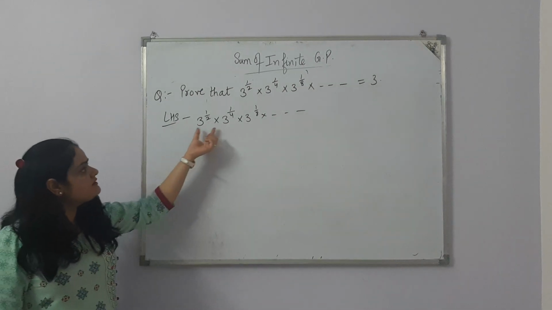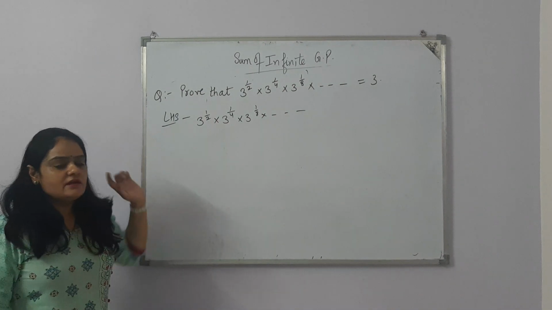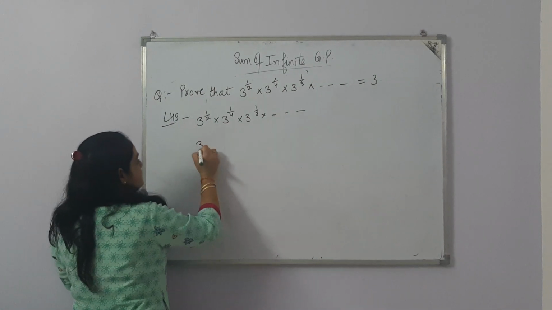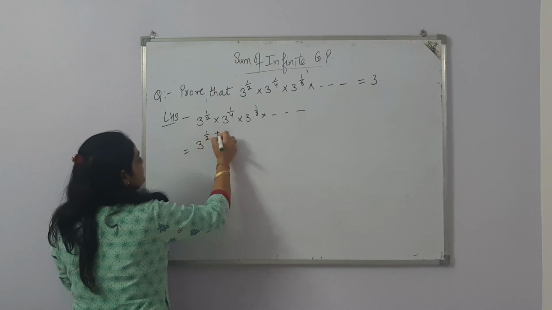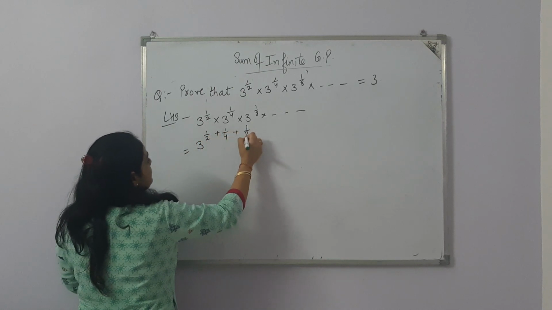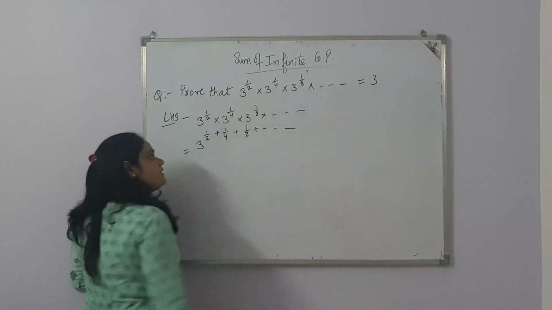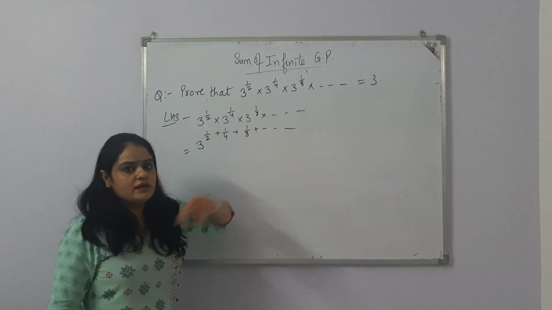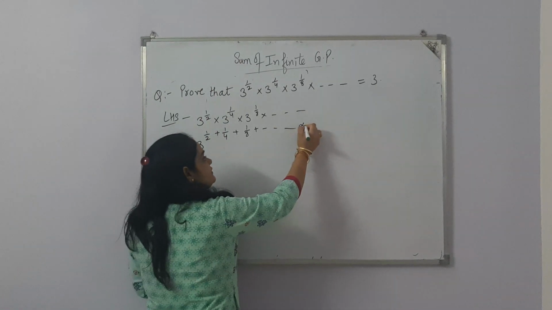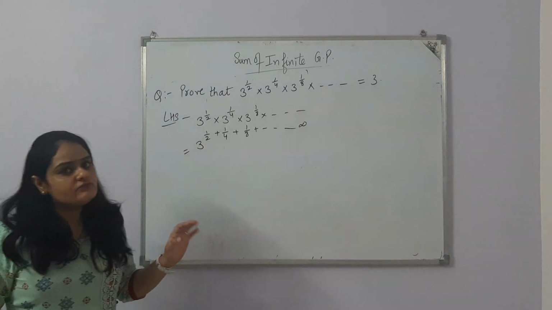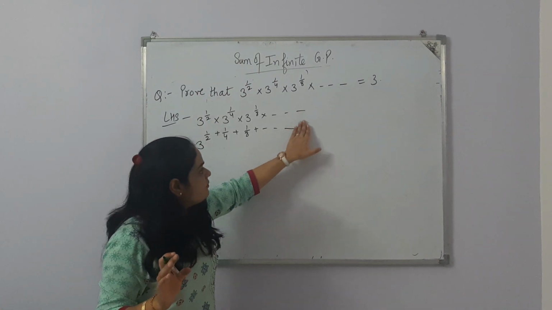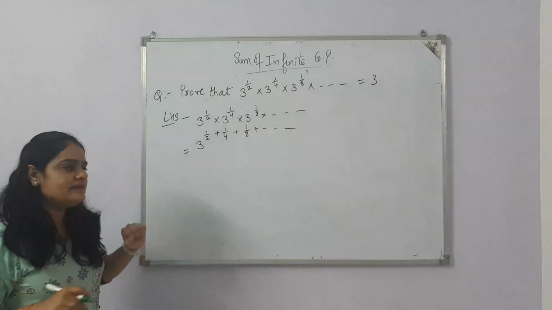Here you are watching the bases are the same. 3 is the base, and a multiplication symbol is there. Can we add the powers? 1 by 2 plus 1 by 4 plus 1 by 8, and of course infinite terms are there, so it will go up to infinity. If you want to mention infinity, then you can. If you don't want to write infinity, it's okay. The so on up to symbol is already saying it is going to infinity.